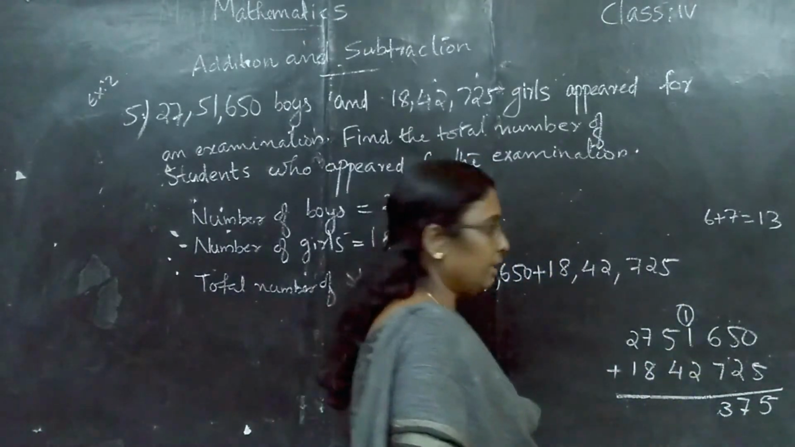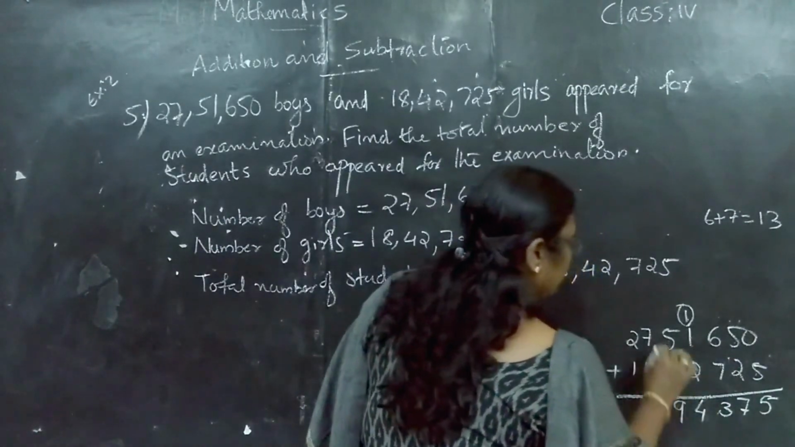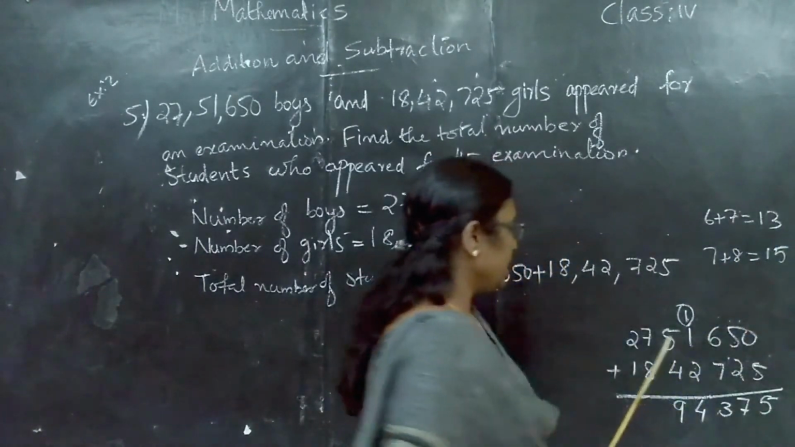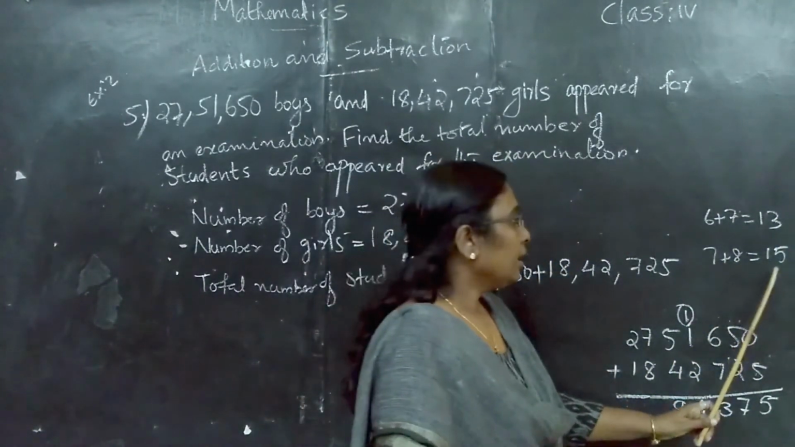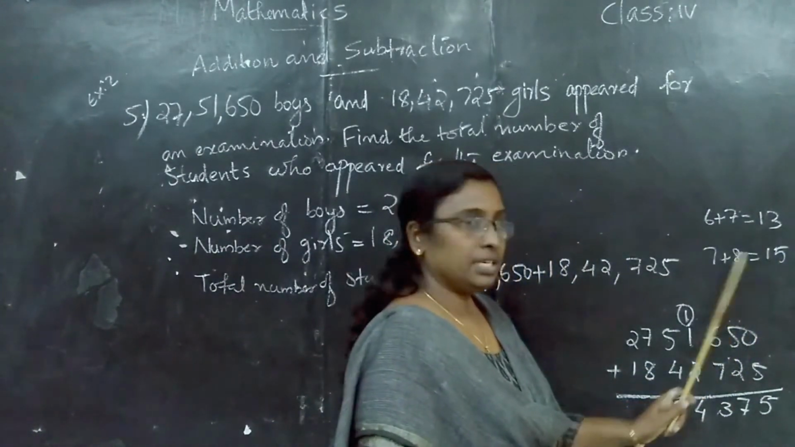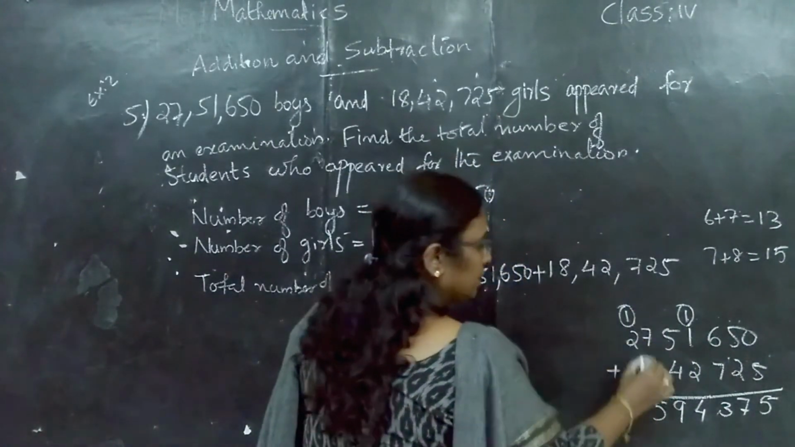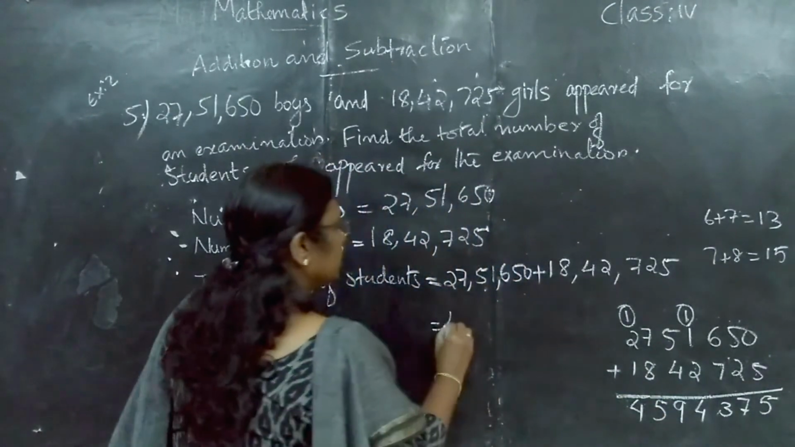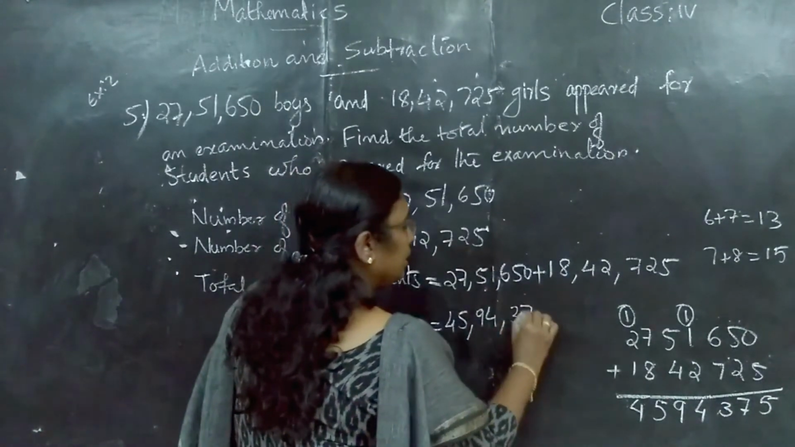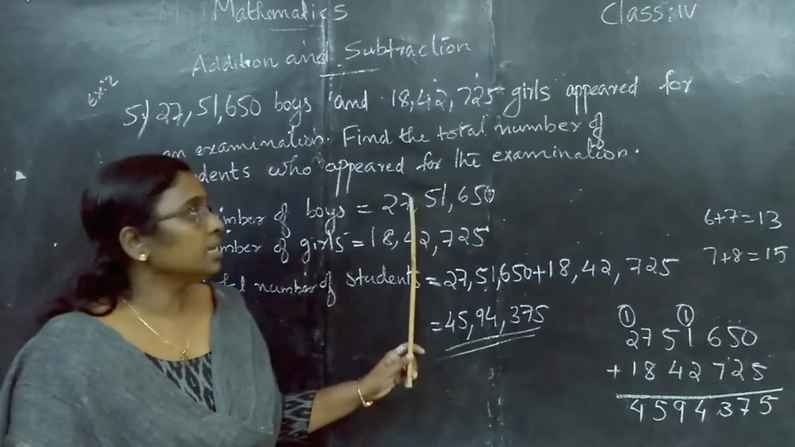Then add all these. 1 plus 1, 2. 2 plus 2, 4. 5 plus 4 is 9. 7 plus 8 equal to 15. Write 5 here. This is the carry. Forward this carry to the next higher place. Then add these 3 numbers. 1 plus 2, 3. 3 plus 1, 4. So we get 45,94,375 students. This number of students appeared for the examination.